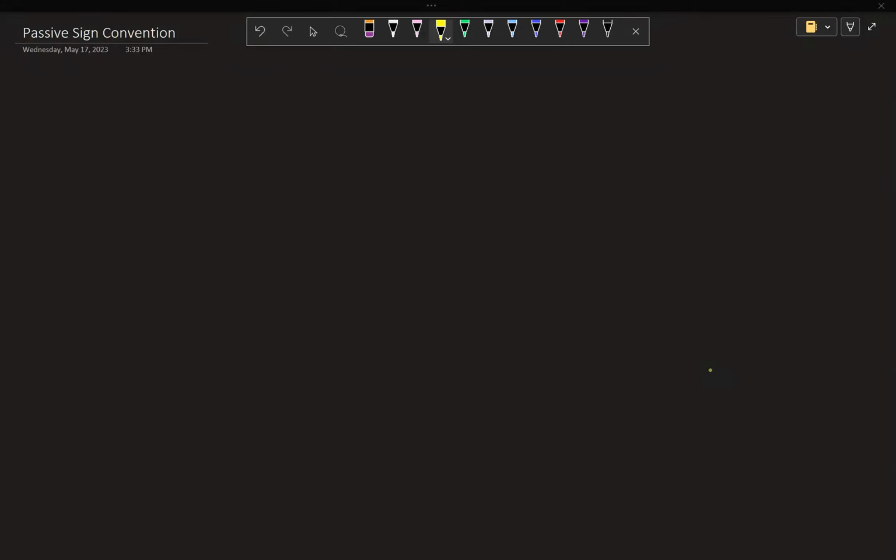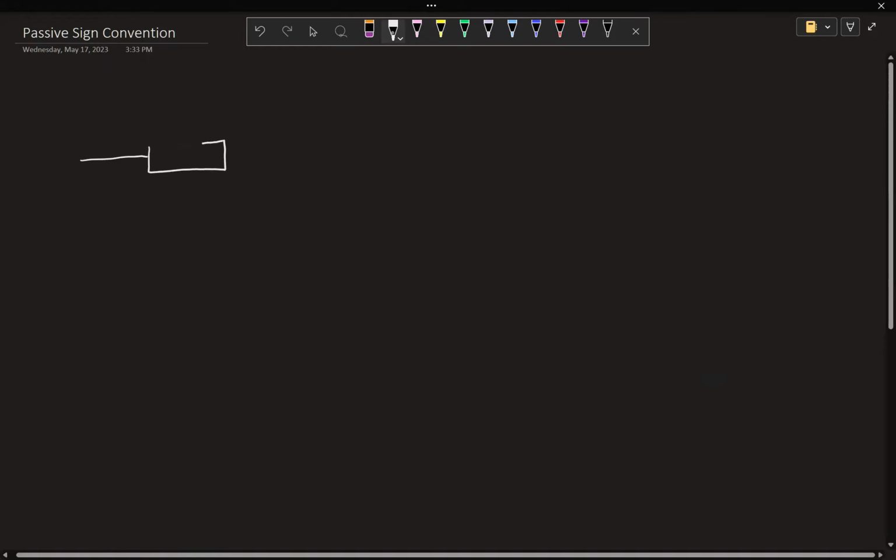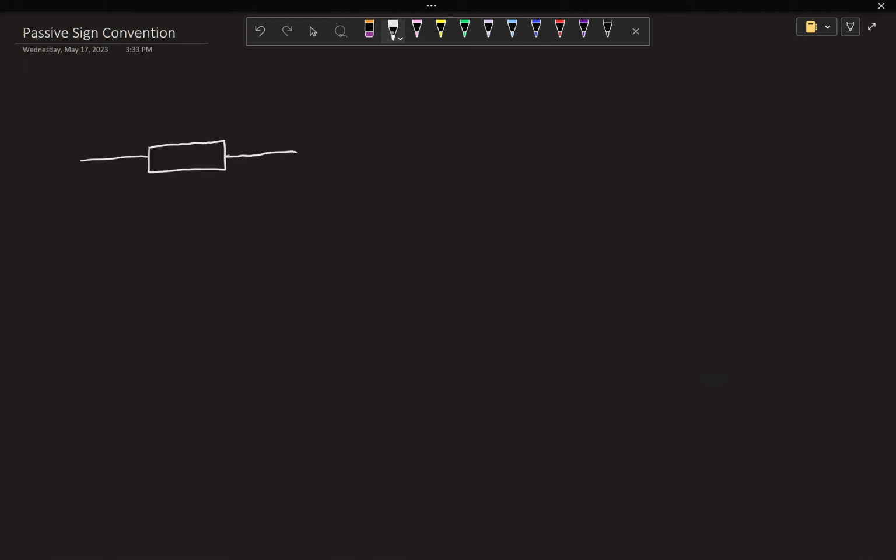In this video, I'm just going to go over passive sign convention and then do an example problem. So passive sign convention is relevant for power. Let's say we have a circuit element, positive terminal with a voltage of V, negative terminal over here. And then let's say there's a current I going through the element through its positive terminal. Passive sign convention tells us that power P equals positive I times V.